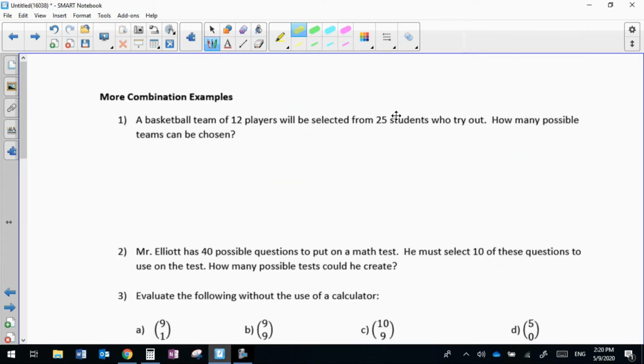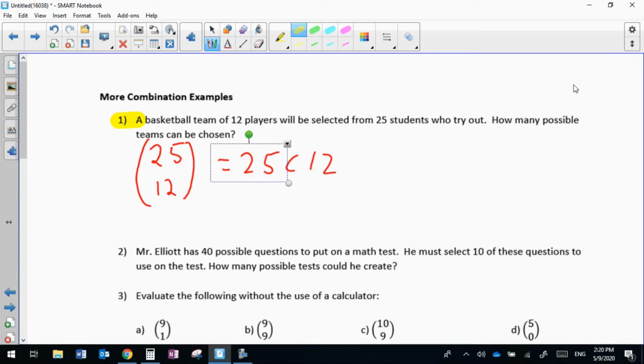So when you get to an example like this, this is a very simple example of how to use combinations in math. A basketball team of 12 players will be selected from 25 students who try out. How many possible teams can be chosen? 25 choose 12. Now you can just use your calculator to get that answer. Okay, 25C12. And it's a very large number.